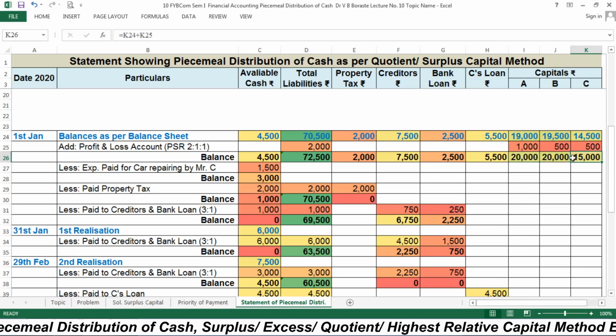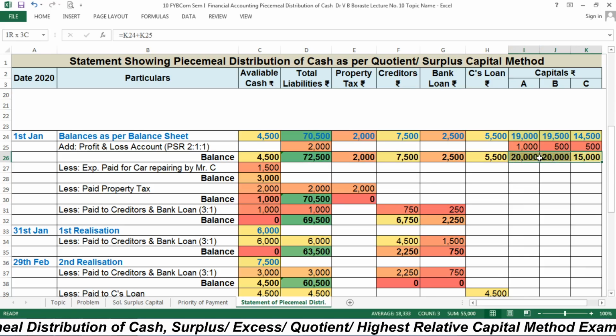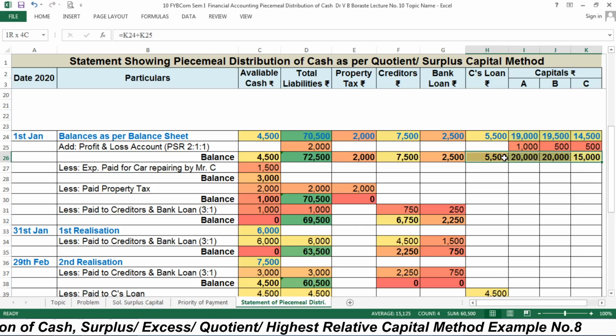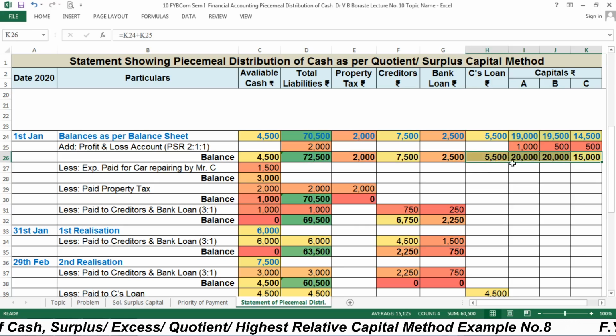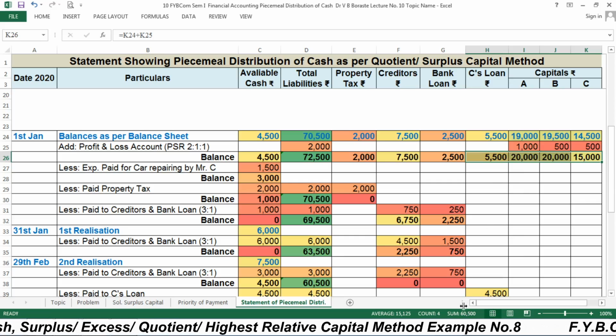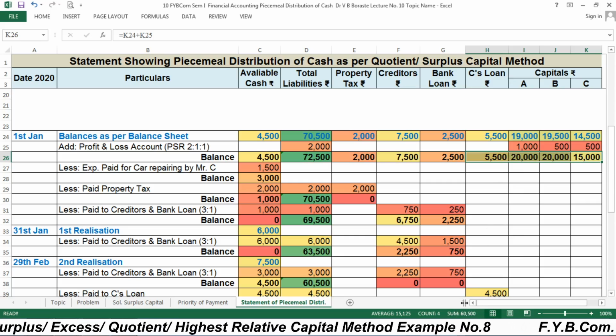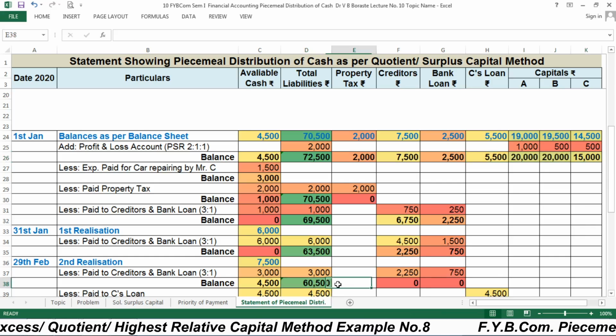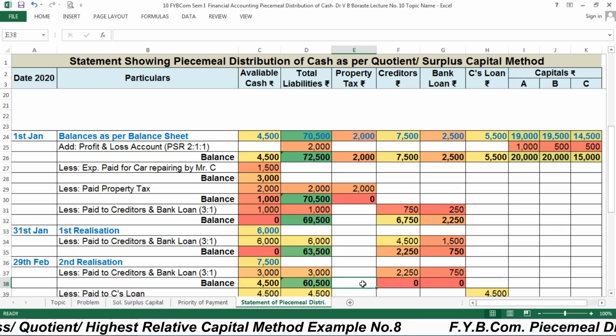That means 20,000 plus 20,000 plus 15,000: 20 plus 20 is 40, 40 plus 15 is 55, plus 5,500. Still we have to pay 60,500. Here you can see the total 60,500 and here our total liability unpaid is 60,500. That means we are on the correct path.